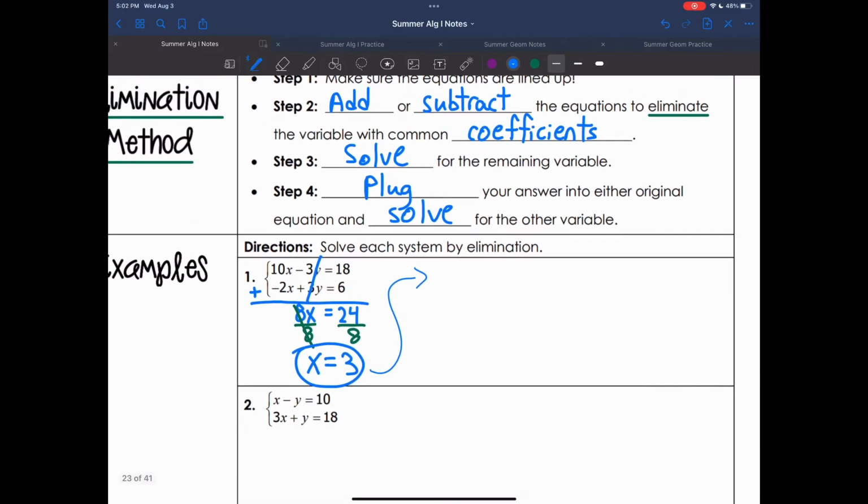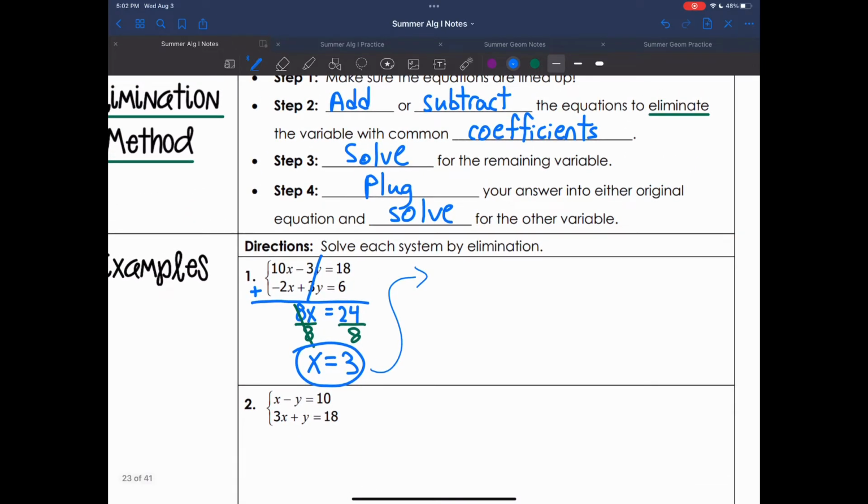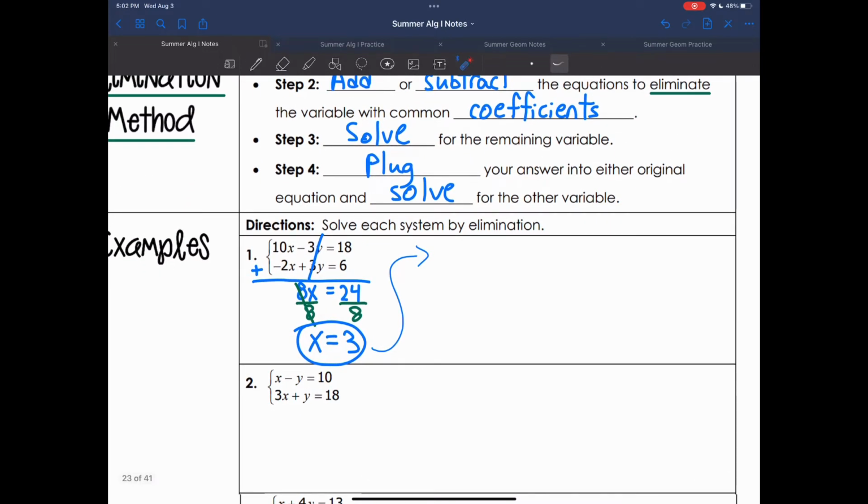Okay, let's look at our step process. Where are we at here? Okay, we did step number 3, check. We solved for the variable, x equals 3. We are on our last step of 4, where we plug this answer into either original equation, and then we will solve for the other variable when we do that.